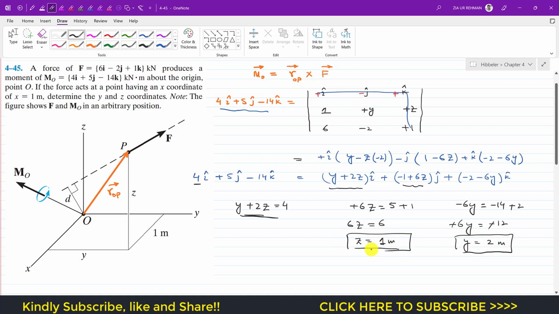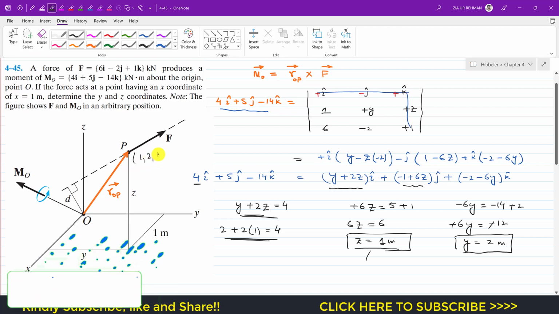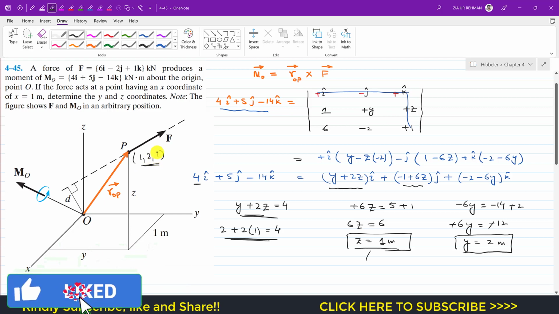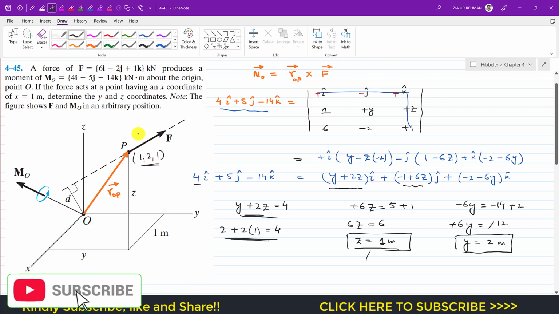And now this third equation should verify our solution. If I put y equals 2 and z equals 1, it must give us minus 14. So the force which is passing through this point P has coordinates x is 1 meter, y is 2 meters, and z is 1 meter. So these are the coordinates of that point P through which this force is passing. So this is the solution of this particular problem.